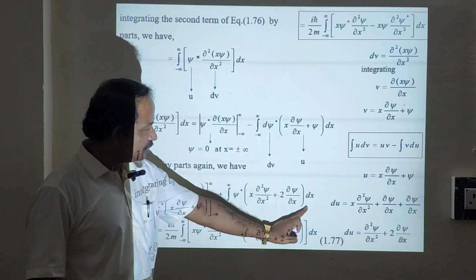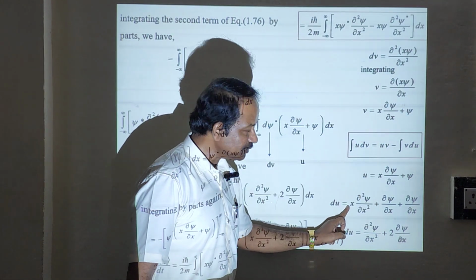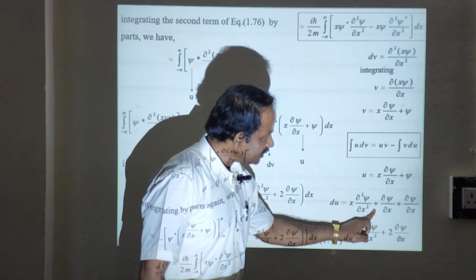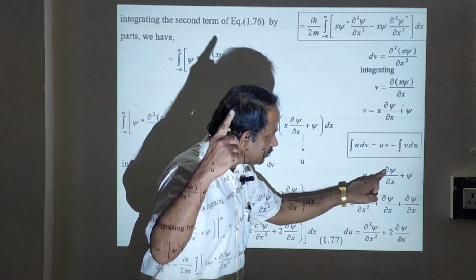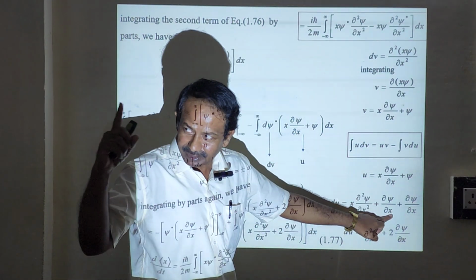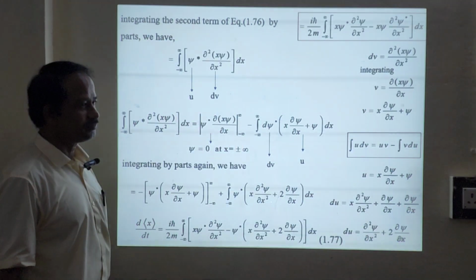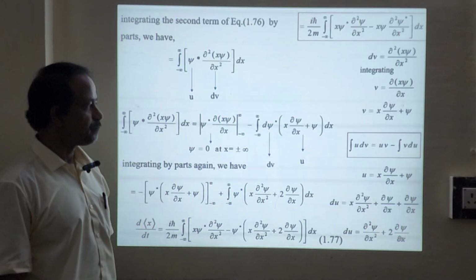Use the same formula. So du equals, you just differentiate, that will give you x d²ψ/dx² plus, you will have to differentiate x. So the answer will be 1. So dψ/dx. Is it clear? Plus you will have to differentiate dψ/dx. Come on, is it clear or not? If there is a doubt, you just ask me.